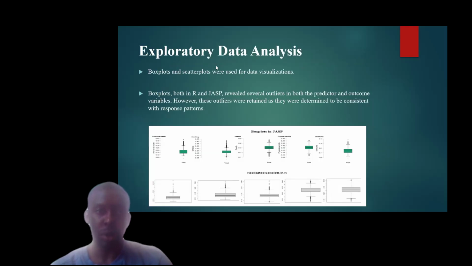First, going through my exploratory data, you see below, box plots and scatter plots were used for data visualization. My box plots, both in R and JASP, reveal severe outliers on both predictors and outcome variables. However, these outliers were retained as they were determined to be consistent with response patterns. You can see the data set here using JASP and the replicated box plots in R.